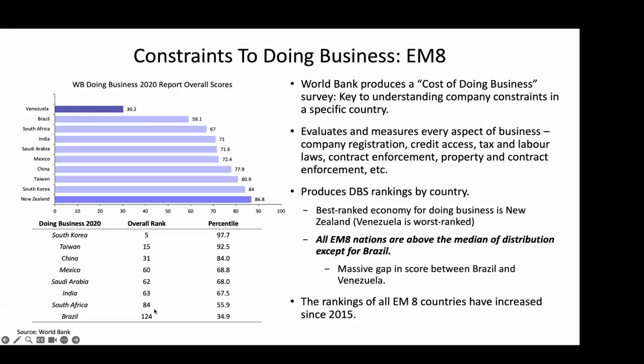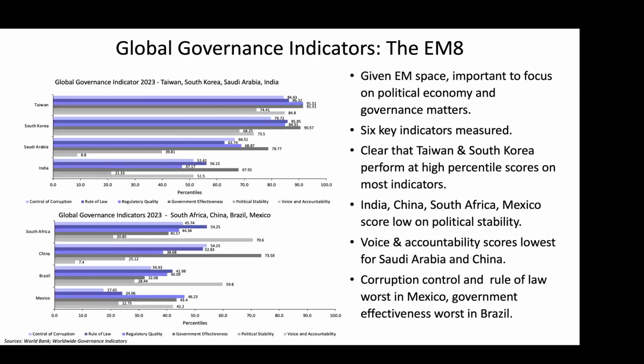And even at that, Brazil's double the Venezuelan score. So one just needs to keep the relative ranking in mind. Where are the countries ranked? New Zealand is 1, South Korea is 5, Taiwan 15, and so on. South Africa's not that high up. We're at 84, but still above Brazil at 124. Mexico is at number 60. So these are the kinds of rankings that give you a sense of the difficult spaces involved for companies.